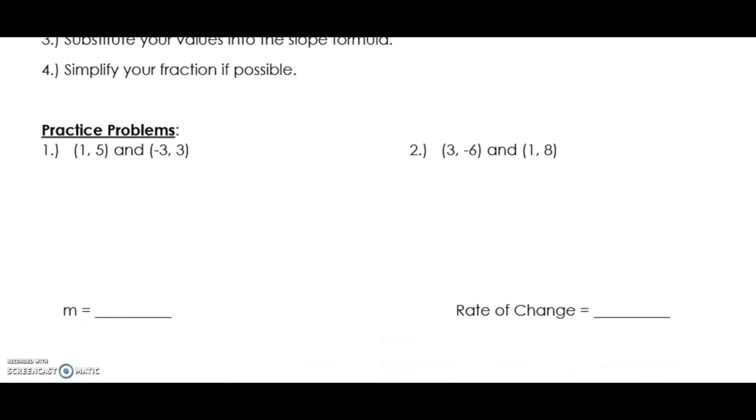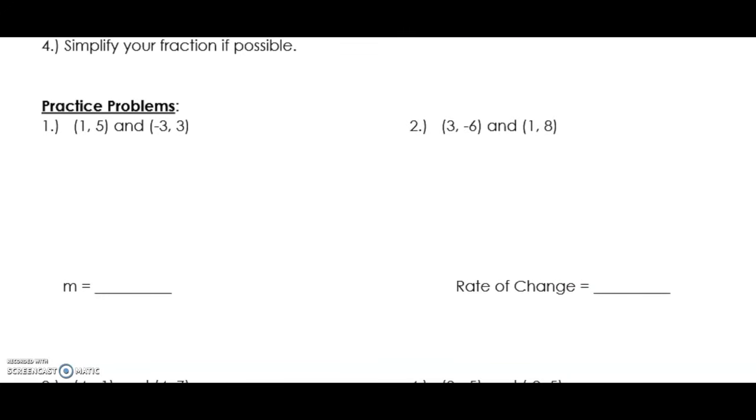All right, so our practice problems are here. Let's look at the first example, (1, 5) and (-3, 3). So the first thing we're going to do is label our points, x1, y1. That just means the x and y coordinate from the first ordered pair. And then -3, 3 are going to be x2 and y2. The next thing we're going to do is write down the slope formula. M equals y2 minus y1 over x2 minus x1.